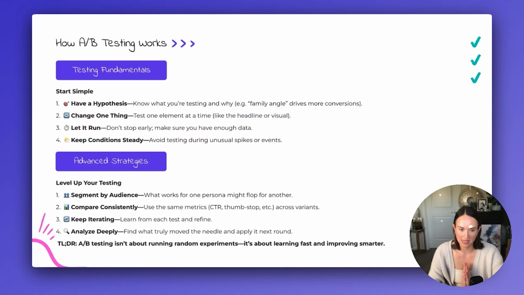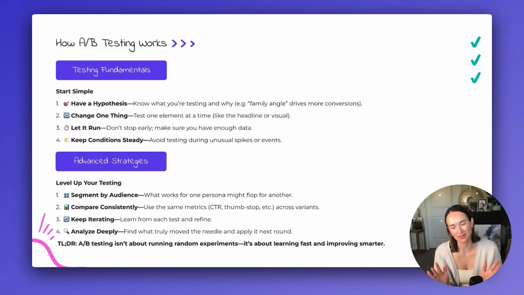Compare consistently. Use the same metrics like click-through rate, thumb stop, any other creative-related KPIs across variants. Keep iterating. Learn from each test and refine. Analyze deeply. Find what truly moved the needle and apply it next round. These are all still very much so best practices in present day. I would say the one thing that has changed is change one thing.